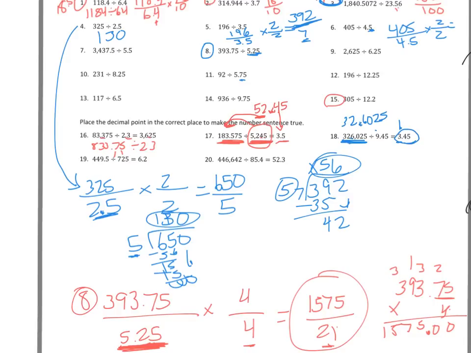Let's take a look at 19. And again, I have to try to get 6. Well, I know that 725 is much larger than 449, so that's not going to work because my answer would actually be a decimal, not have a whole number. But if I put it right there between the 2 and the 5 and make it 72 and 5 tenths, that's going to get me close to 6. Because 70 times 6 is 420, and that's very close to 449. So it's 72 and 5 tenths.